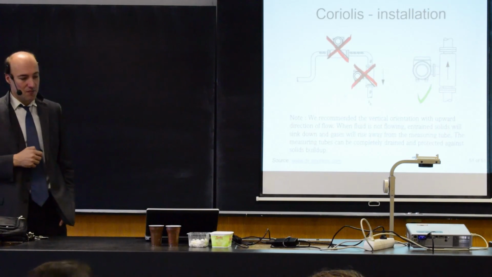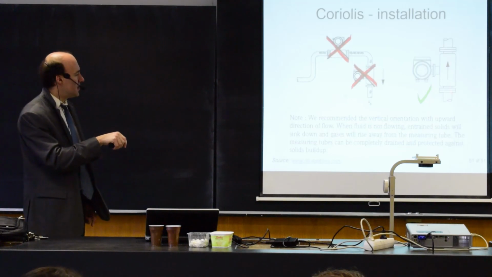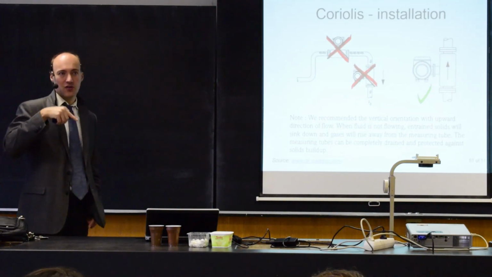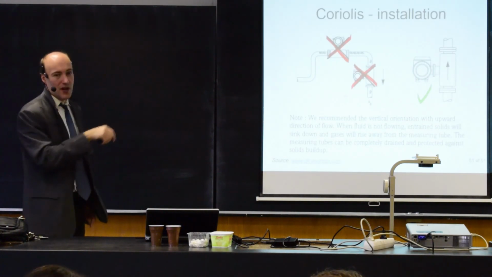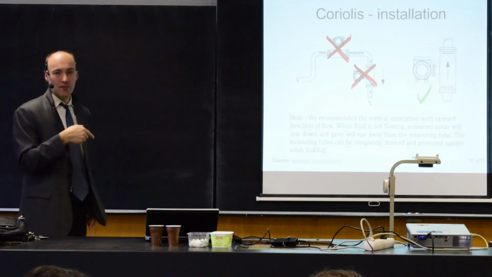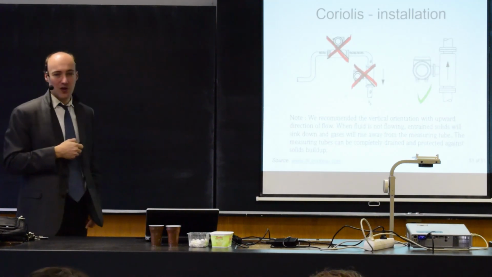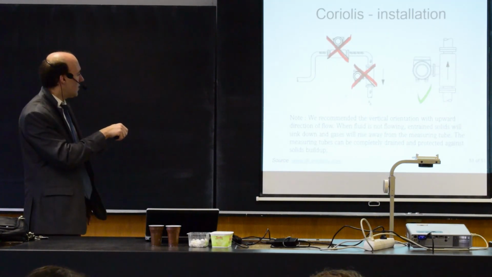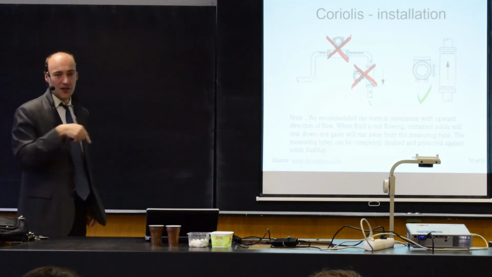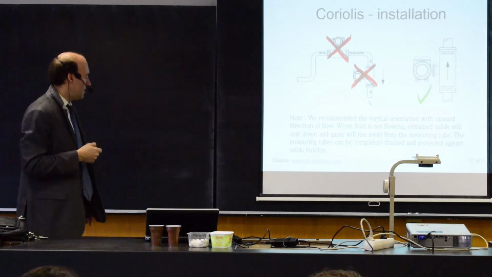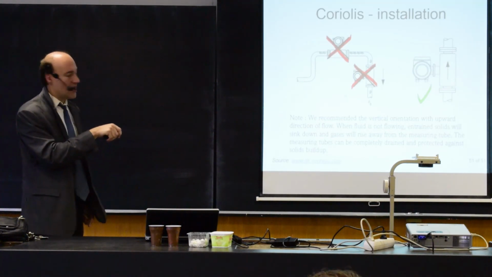It should always be installed in a vertical pipe, and it should be installed in such a way that the flow rate is going up. So this ensures that the sediments remain here, the bubbles remain here, the system is full at all times, and it's the same rule as for the ultrasonic or electromagnetic flow meter. So do not install it like this because of the bubbles. Do not install it like this because the pipe is not full. So this is the correct way how you should install it.